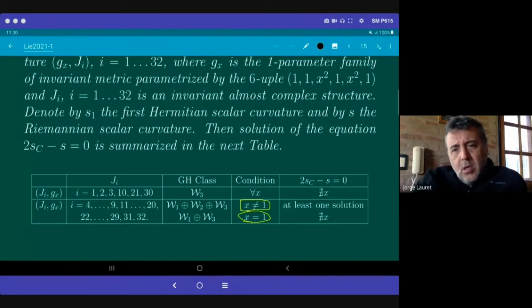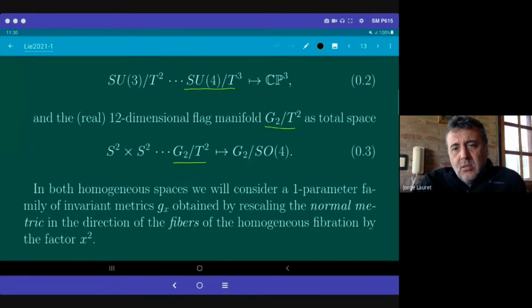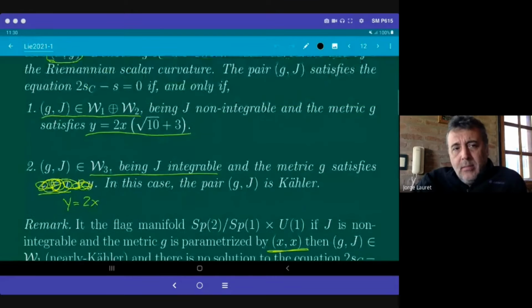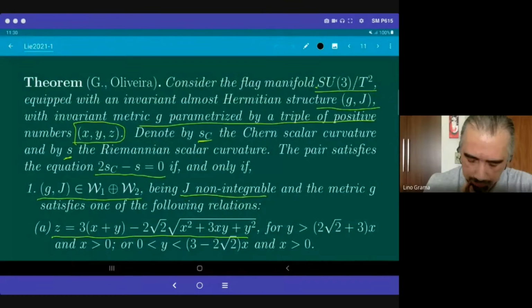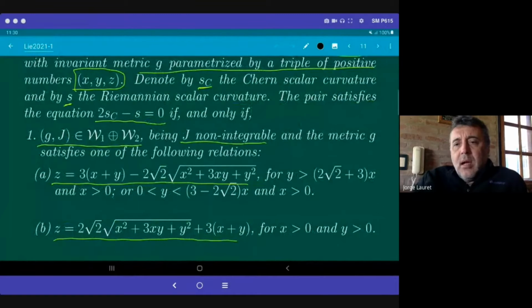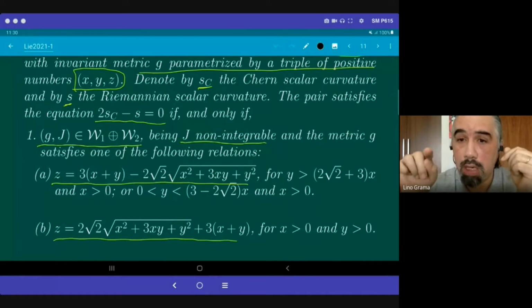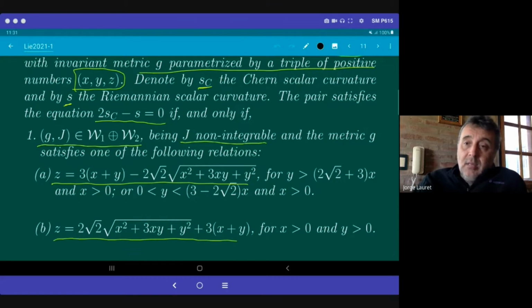I understand your question, but in your examples, for instance, in the SU3 over T, have you checked the Ricci tensors? In part 1, for instance, in the first theorem. Have you checked if the Ricci tensors are the same? The Ricci tensor associated to the almost complex structure, the Chern Ricci tensor, and the Ricci tensor associated to Levi-Civita. These two Ricci tensors.